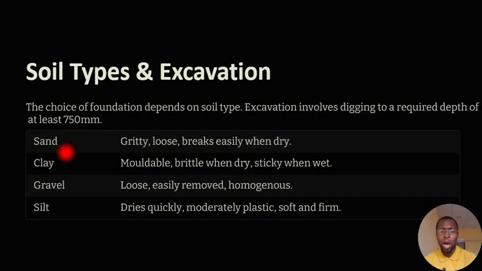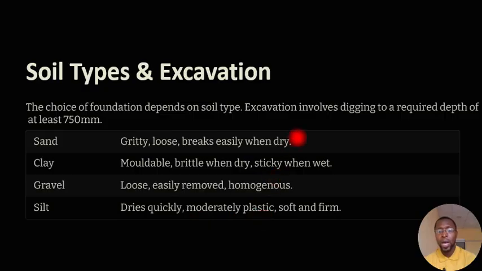So then, what are the types of soil we have? We have the sand soil. The nature of the soil is gritty, it is loose, it breaks easily when dry. You have the clay soil too. This is moldable, you can mold it. It's brittle when dry, that is breakable when dry, and it is sticky when wet. That is clay soil for you. We have the gravel. The gravel too is loose, it moves easily and it's homogeneous. And the last one, we have the silt type of soil. This type of soil dries quickly, moderately plastic, soft, and firm.